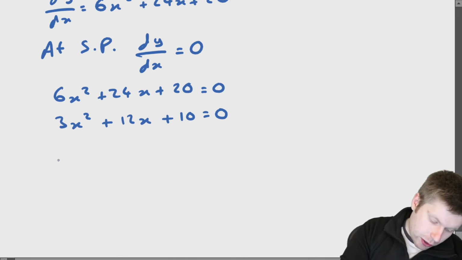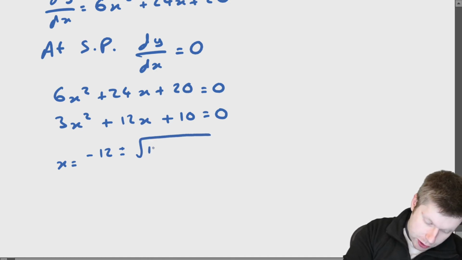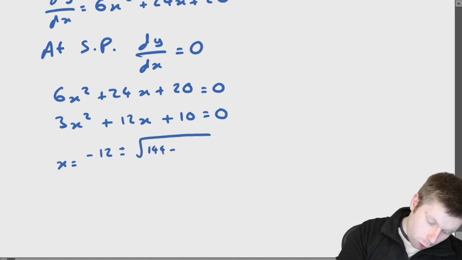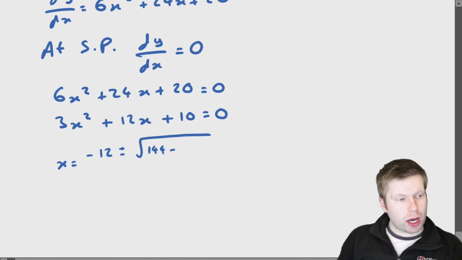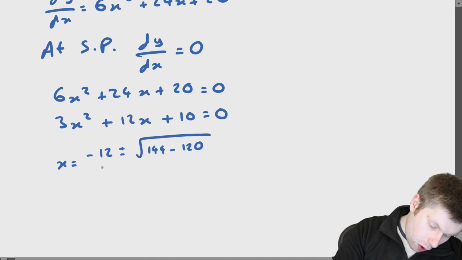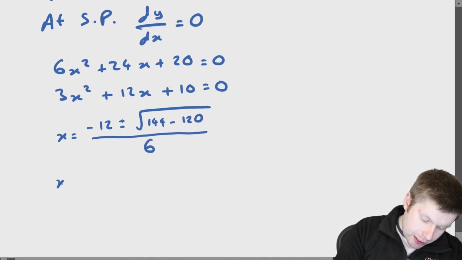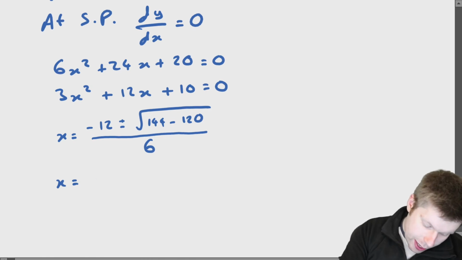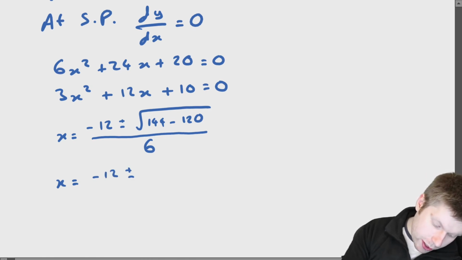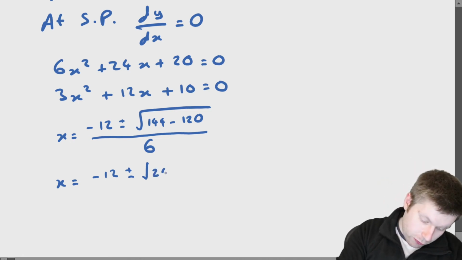Okay, so if I use the quadratic formula, x equals negative b plus or minus the square root of b squared, which is 144, minus 4 times a times c. Well, 4 times 3 is 12, times 10, that's 120, okay? All divided by 2a, which is equal to 6. If I just do a little bit of tidying up, I get x equals negative 12, plus or minus the square root of 144 take away 120, that's equal to 24, all divided by 6.